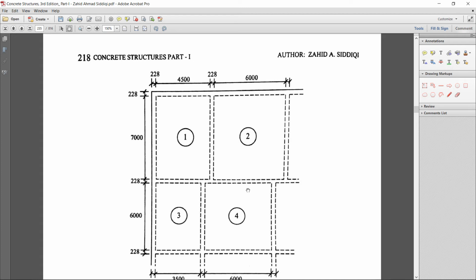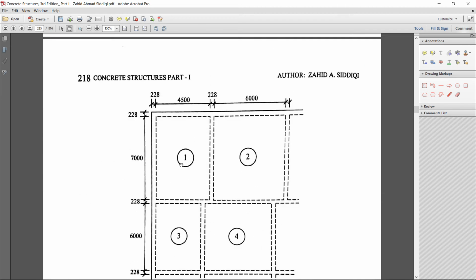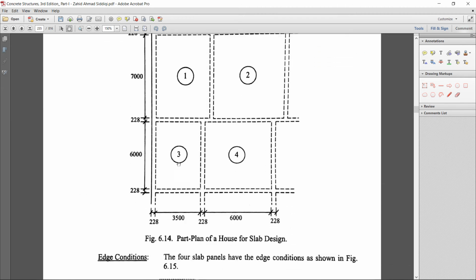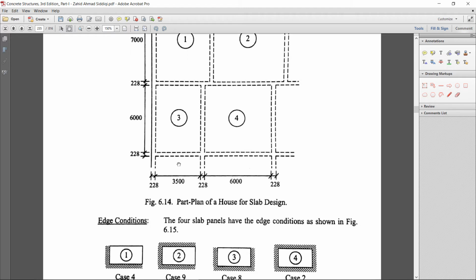So now we have the idea that all 4 slabs are two-way slabs, and we also have the m values. Now that we have the m value, we can calculate the minimum thickness for each slab panel. But before going to the slab panel, first of all we will identify the cases, that is, which case we will follow.